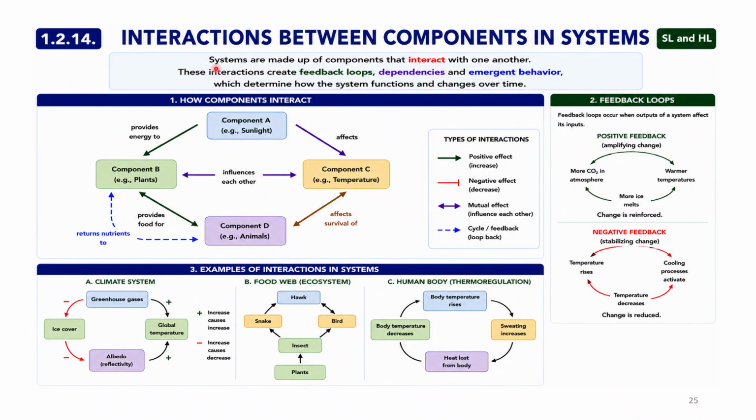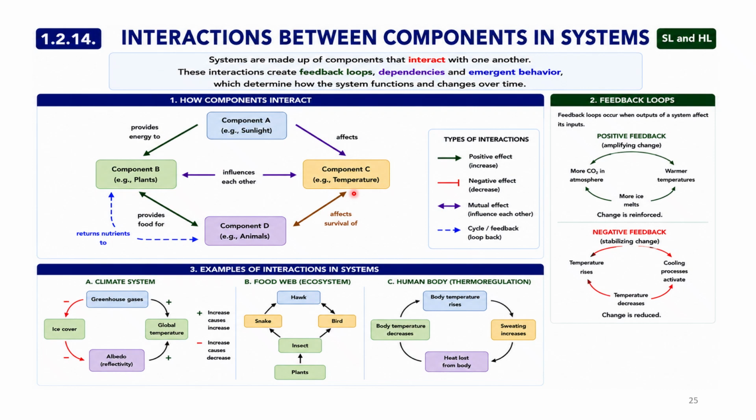Every environmental system is made up of interconnected components, and the interactions among them determine how the system functions and changes over time. Consider an ecosystem as an example. Sunlight provides energy to plants, plants provide food for animals, and decomposers return nutrients to the soil, allowing plants to grow again. These interactions create continuous cycles and feedback loops.